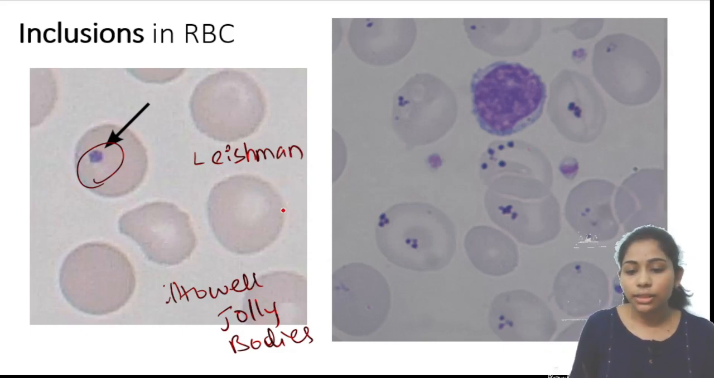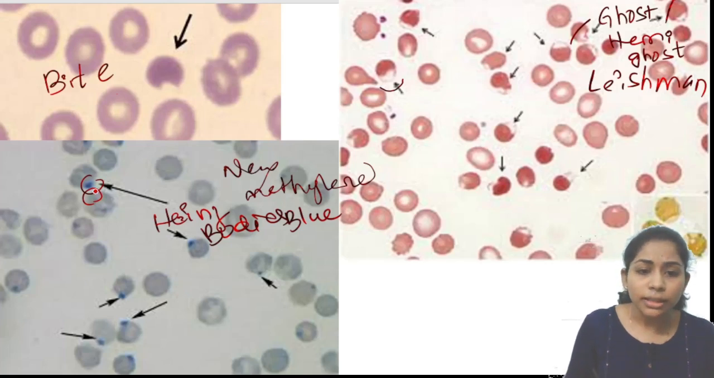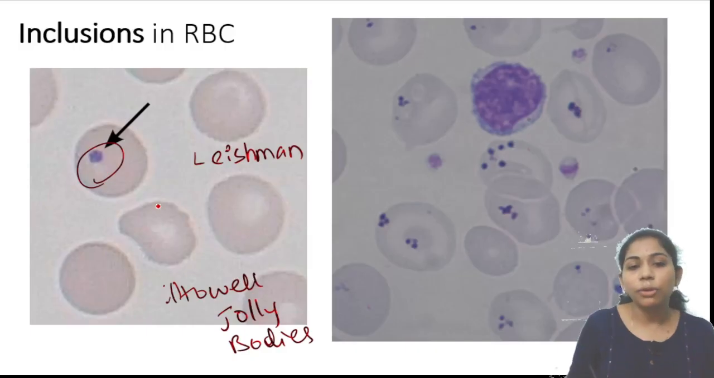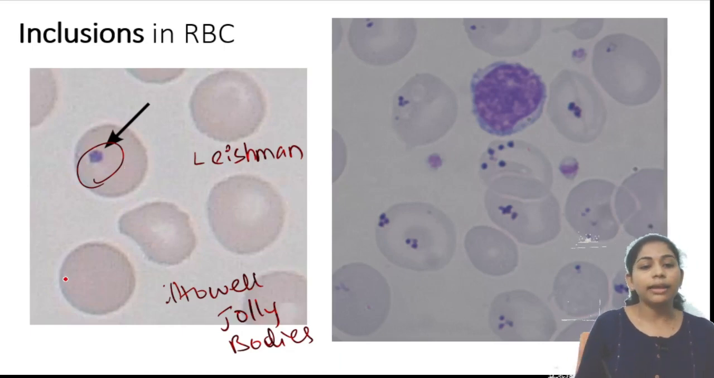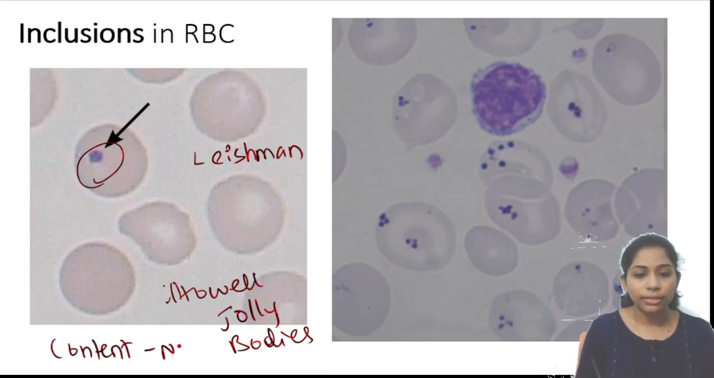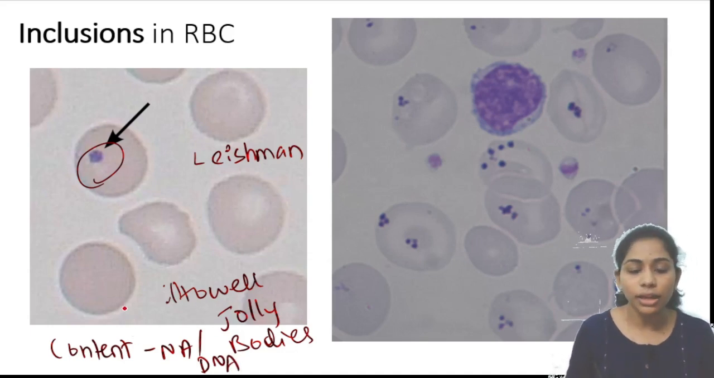And you can see in the previous one, these Heinz bodies are always attached to the membrane. But the Howell-Jolly bodies will be seen inside the cell, inside the cytoplasm. That is the second difference. And the content: you know what is the content of the Howell-Jolly body? Yes, it is nucleic acid, or DNA. But the Heinz bodies are denatured hemoglobin.